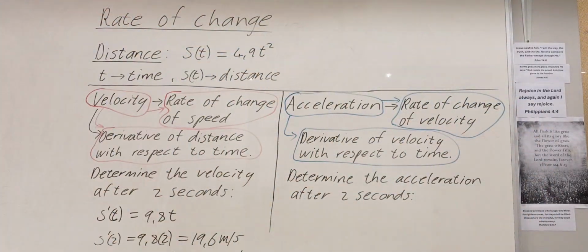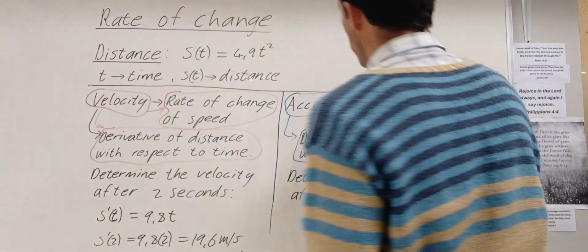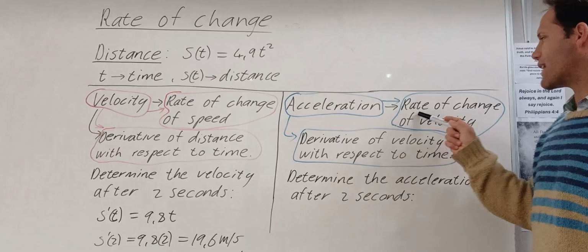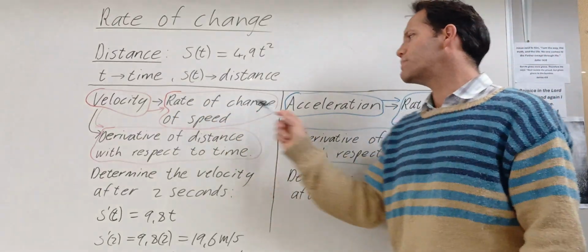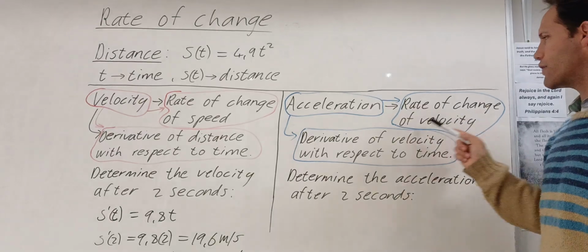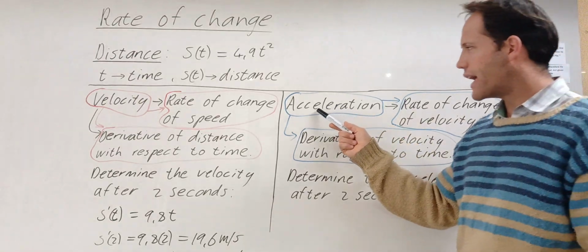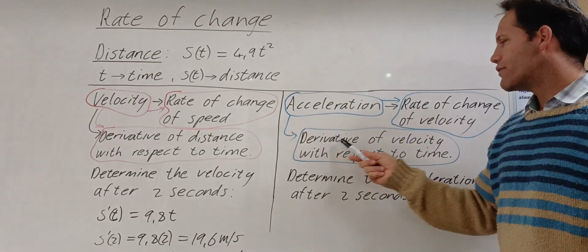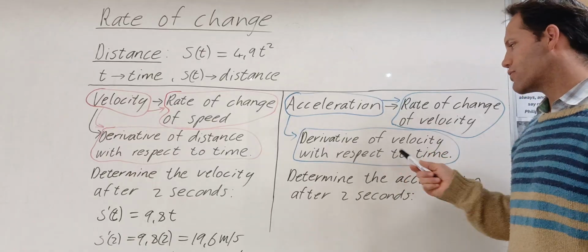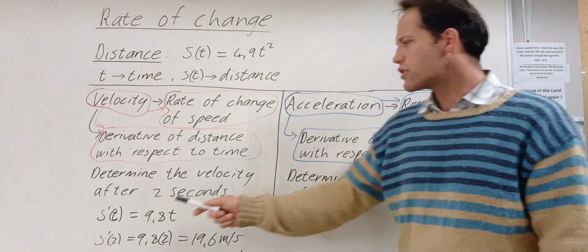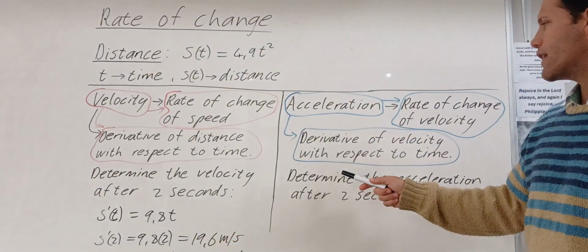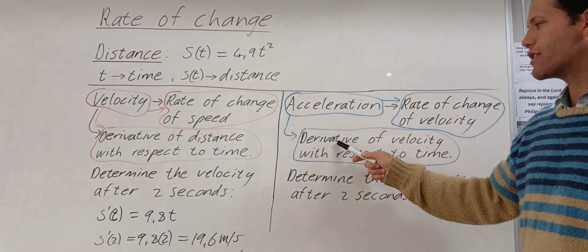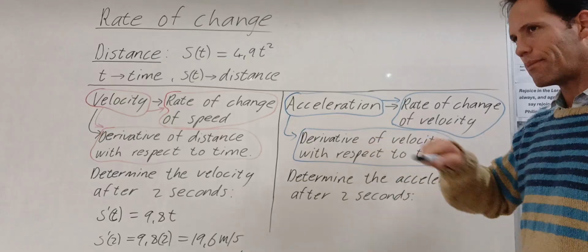Okay, so that's velocity. So now, when we talk about acceleration, acceleration is the rate of change of velocity. So velocity is the rate of change of distance, acceleration is the rate of change of velocity. How do we find acceleration? We take the derivative of the velocity with respect to time. So now, we got the derivative, which is for your velocity. Then for the acceleration, we must take the derivative of that. Okay, so it's a double derivative.